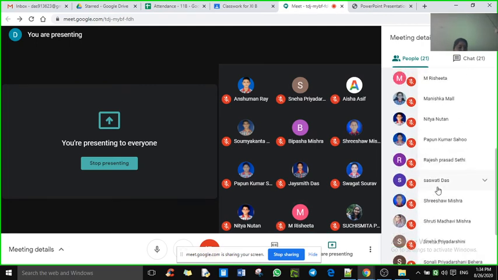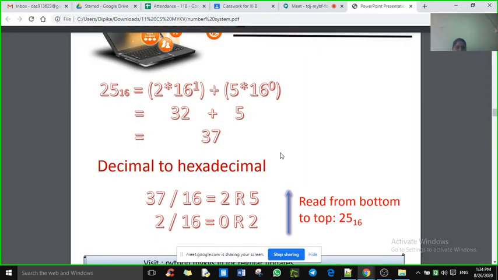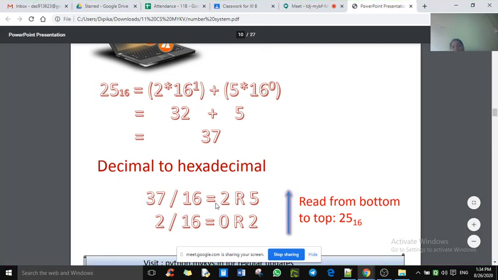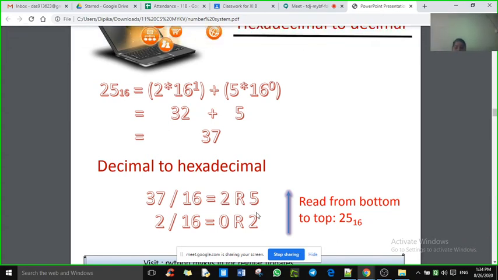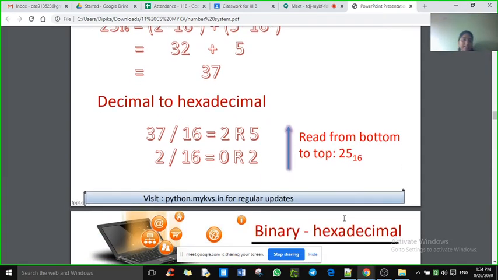Now Saraswati, unmute. Yes, ma'am. Read this conversion, 37. 37 by 16 equals 2 R 5. 2 by 16 equals 0 R 2. What is R? Tell me, this is a remainder. Okay? And what is the equivalent of 37 in hexadecimal? 25 to the base 16. Correct answer.